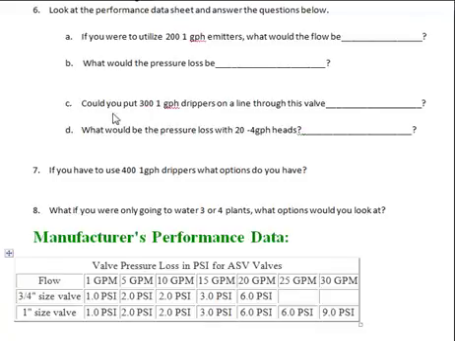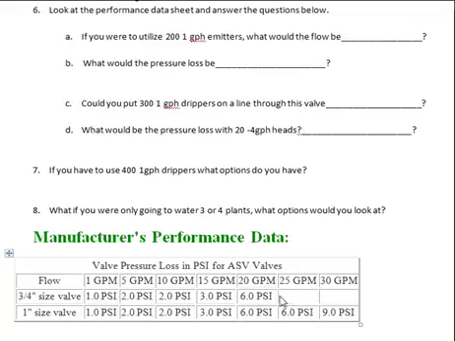So the next question, could you put 300 1 gallon per hour drippers on the line? Well, yeah, divided by 60 is 5 gallons per minute. We go to 5 gallons per minute for this valve. The pressure loss is 2 psi. Again, 2 psi is not going to make us reconsider the type of valve we have. When we need to reconsider is on this extreme end and on this extreme end.